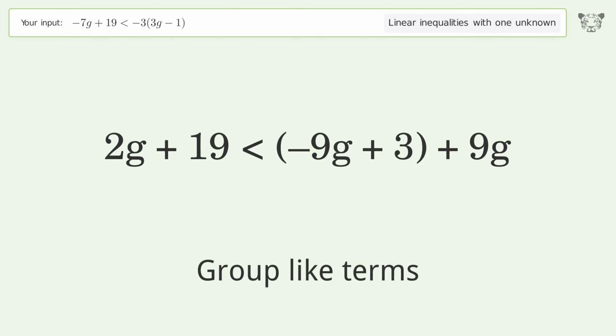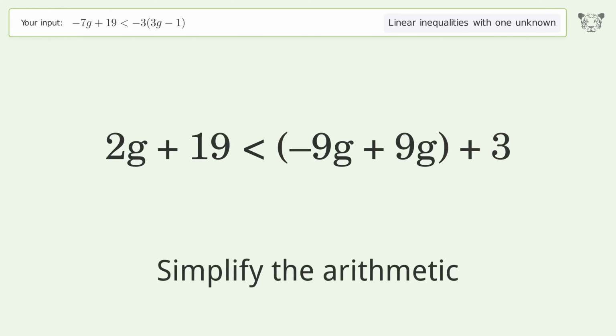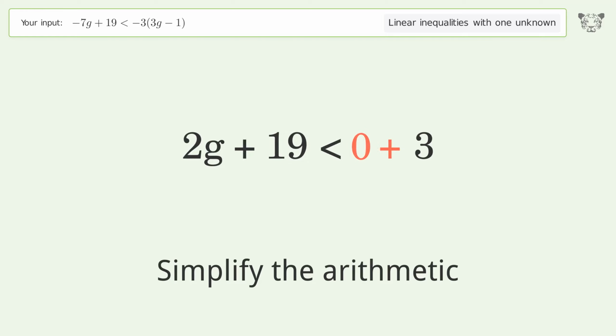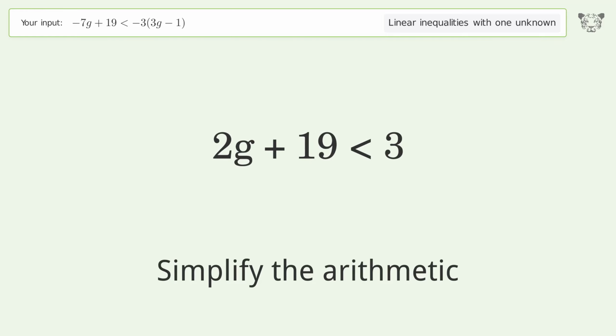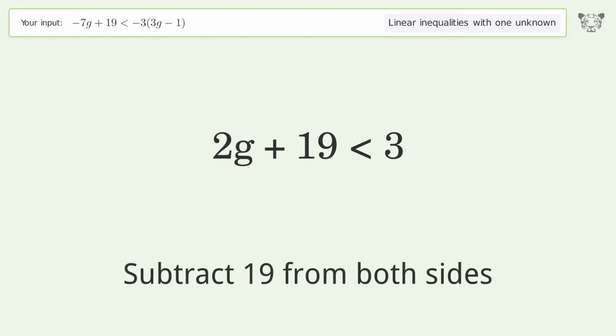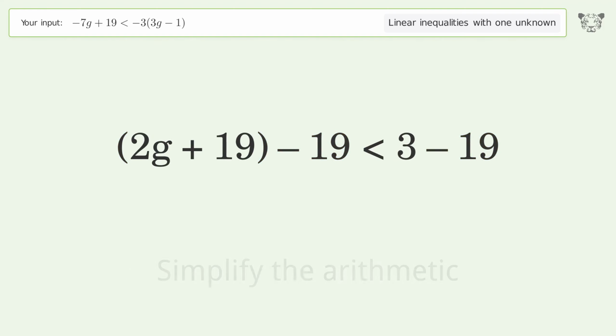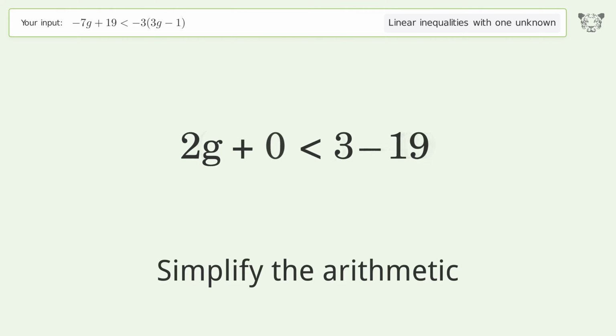Group like terms. Simplify the arithmetic. Group all constants on the right side of the inequality. Subtract 19 from both sides. Simplify the arithmetic.